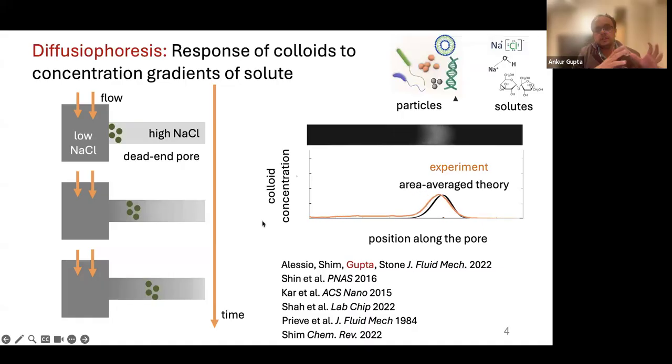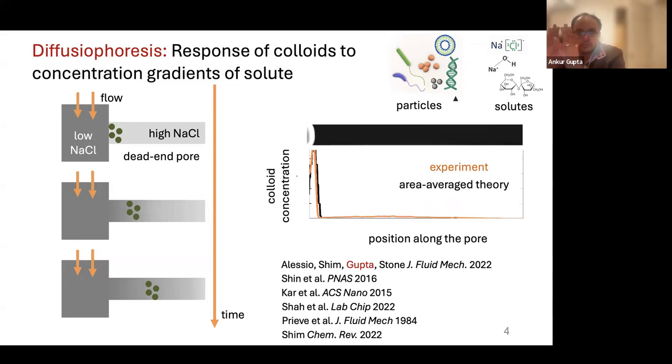And as you can see, the theory is actually able to do a really good job in capturing what's going on in this phenomenon. I wanted to note that the particles are moving almost together, like they're moving in a band. I'll come back to the significance of that in a minute.